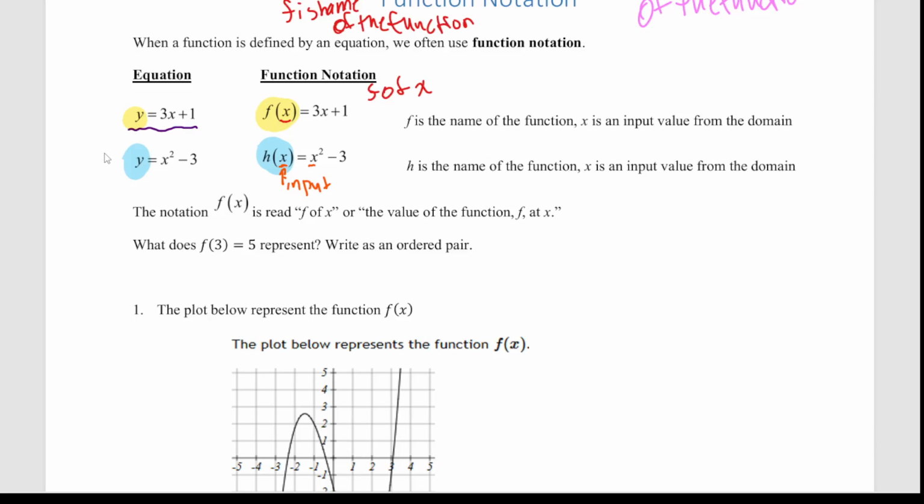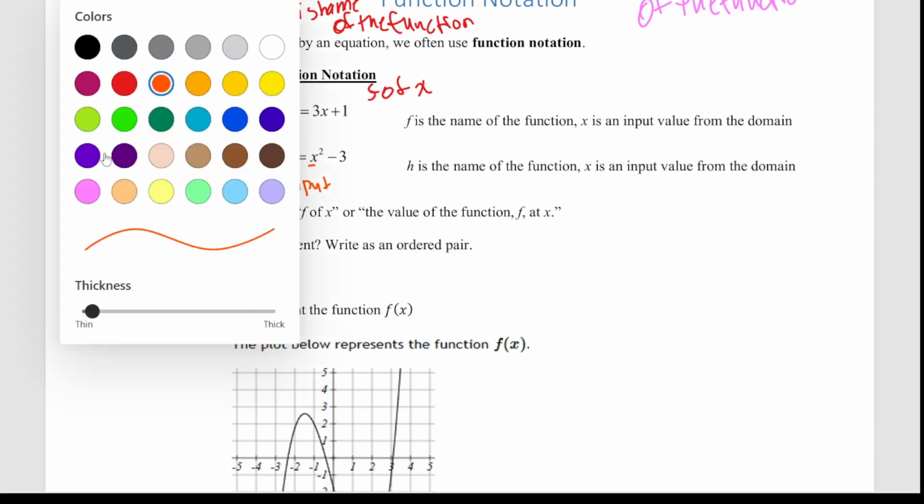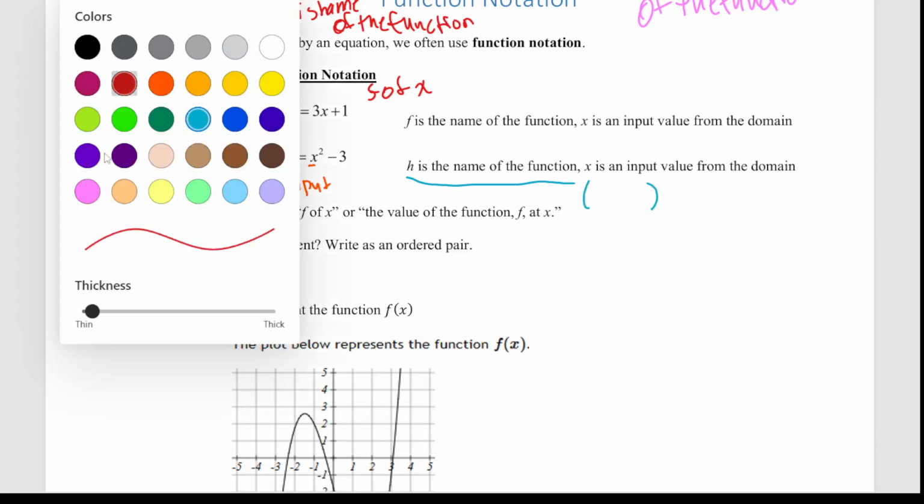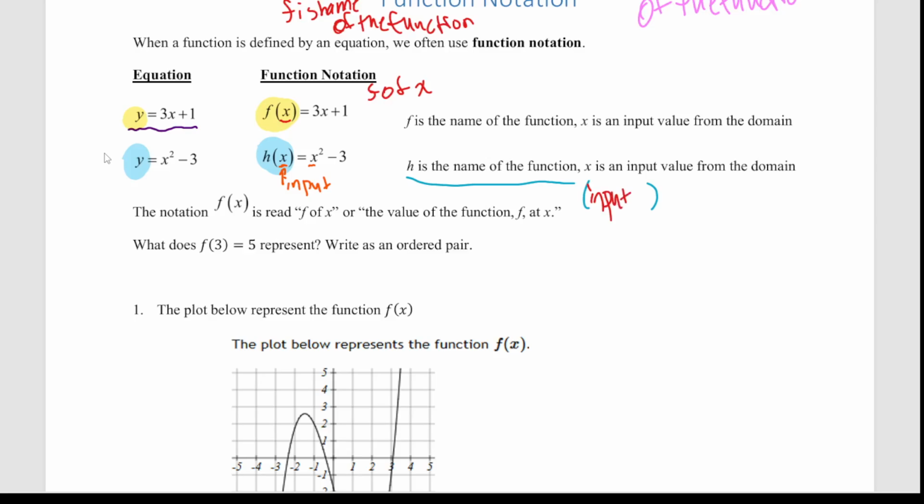So the first letter always gives you the name of the function. So you always do the name of the function, and then in parentheses, the input of the function. That's always how you read it. And the way, again, that you read it out loud is f of x, h of x, g of x, whatever that letter is. G of x would look like this. So that would be a function called g with an input of x. G of x would be how you read that off.